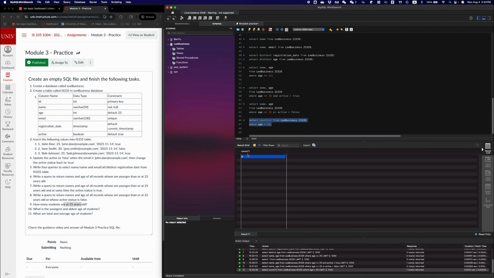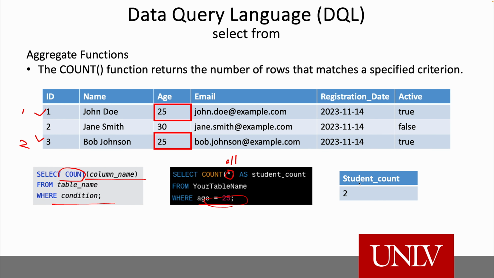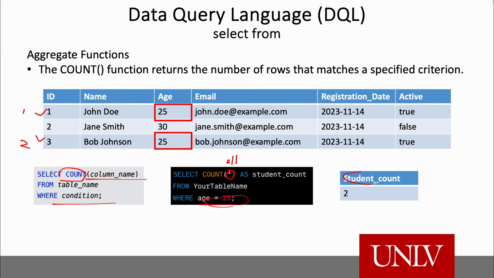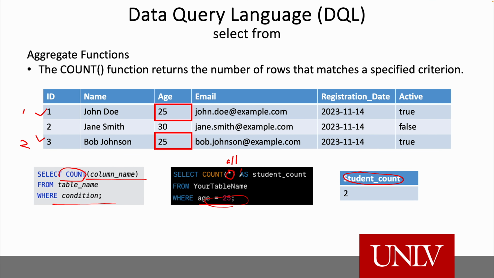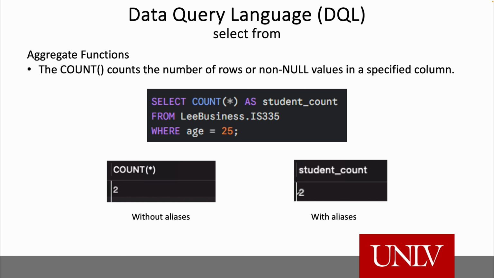But here's a little bit different. You can see that the name of the column in the result is still count of the asterisk. However, right here the name of the column in the result is student_count. The only difference between the query shown in the slide and the query right here is that there is an AS student_count in the query. This is what we call an SQL alias.